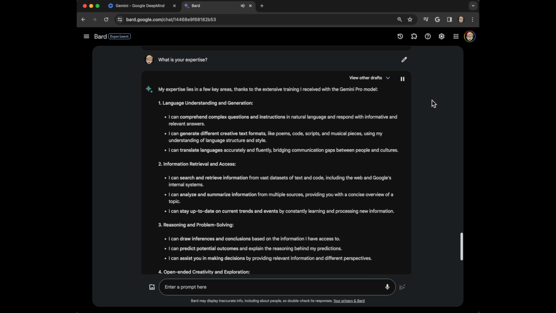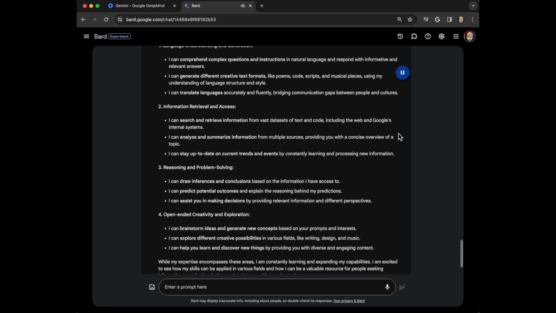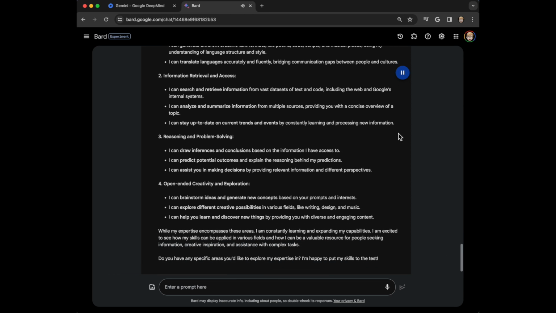2. Information retrieval and access. I can search and retrieve information from vast datasets of text and code, including the web and Google's internal systems. I can analyze and summarize information from multiple sources, providing you with a concise overview of a topic. I can stay up to date on current trends and events by constantly learning and processing new information. 3. Reasoning and problem solving.